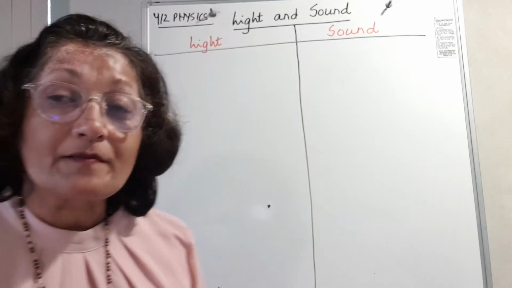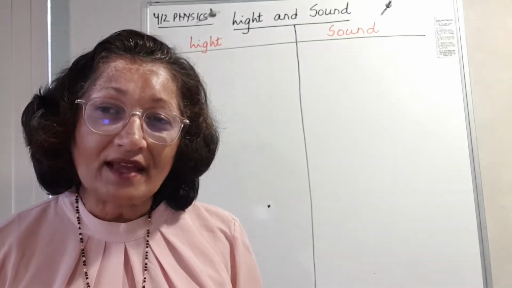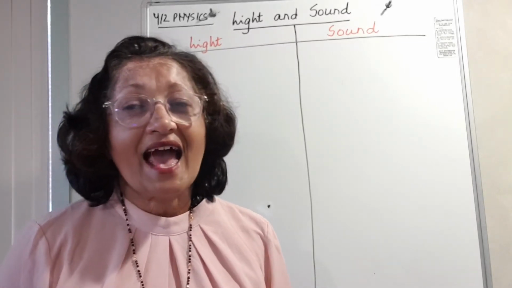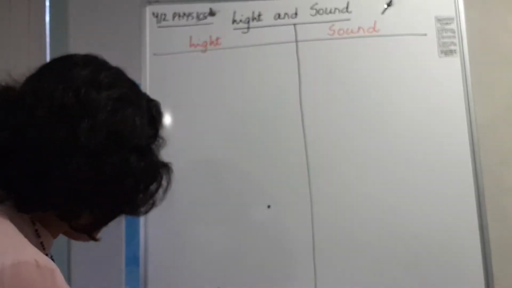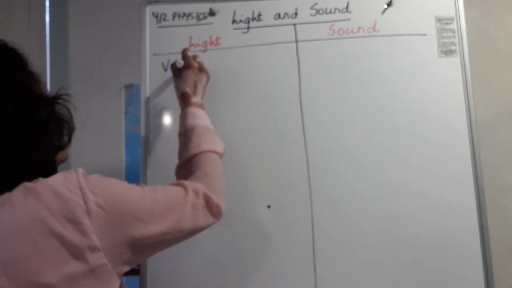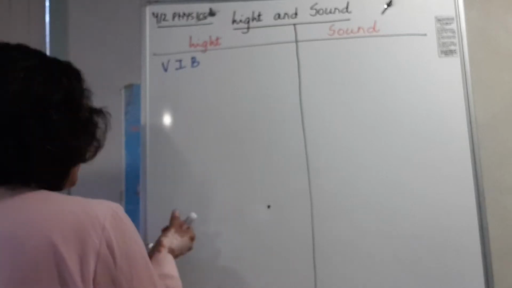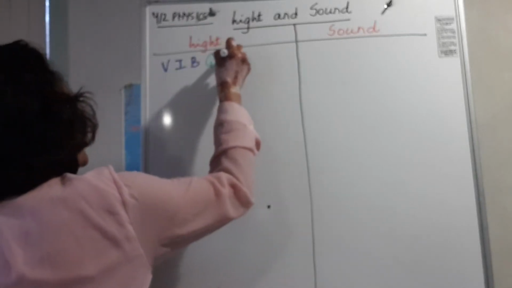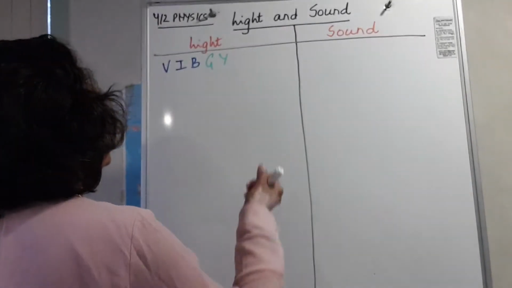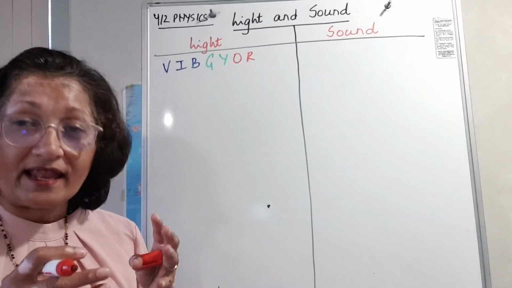Light is an electromagnetic wave, and we're looking at visible light. White light is actually made of a whole host of different colors: violet, indigo, blue, green, yellow, orange and red. All these colors added together make up white light.